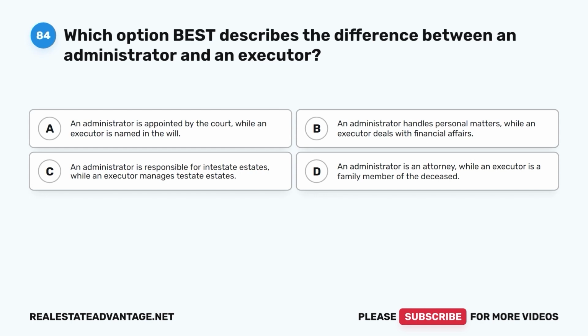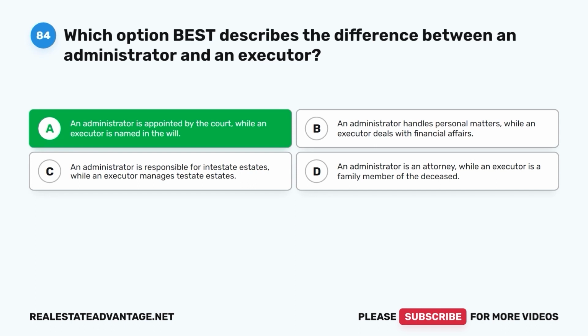A. An administrator is appointed by the court, while an executor is named in the will. B. An administrator handles personal matters, while an executor deals with financial affairs. C. An administrator is responsible for intestate estates, while an executor manages testate estates. D. An administrator is an attorney, while an executor is a family member of the deceased.